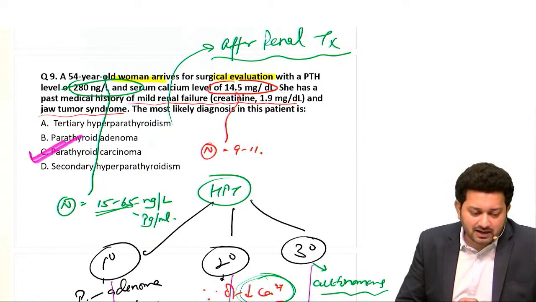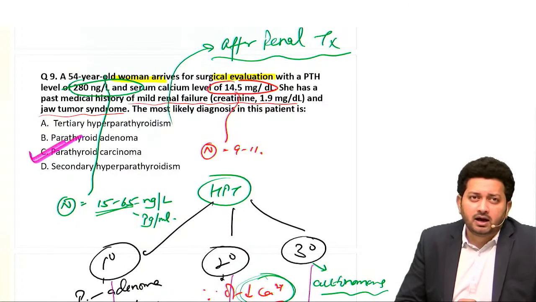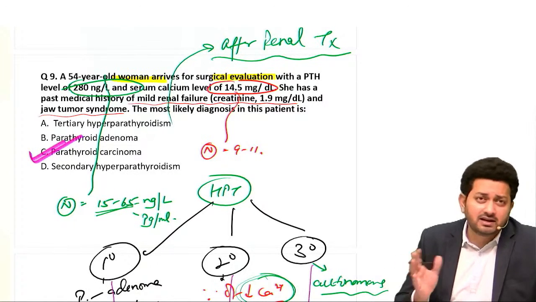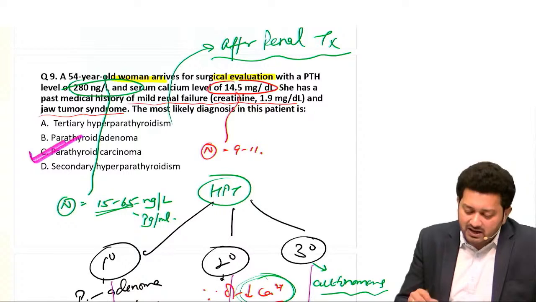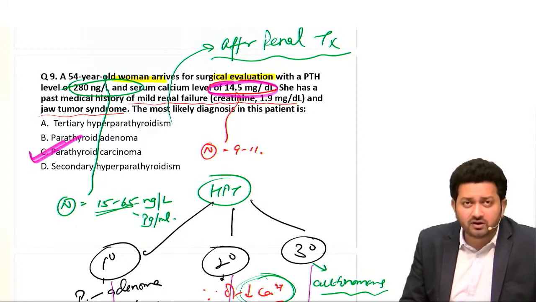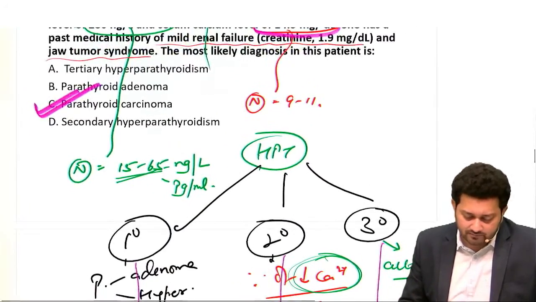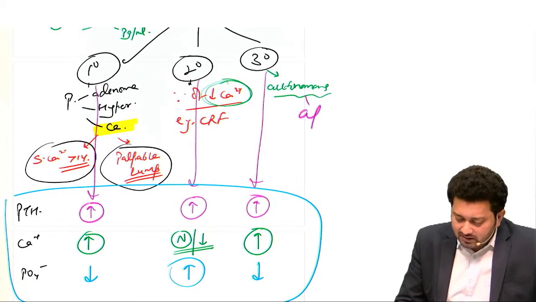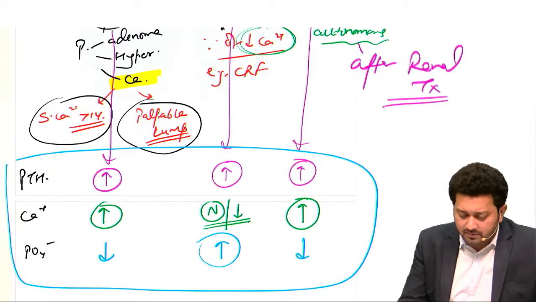After the treatment of secondary, suppose the secondary hyperparathyroidism because of chronic renal failure is corrected by transplant, even after that if it persists, then it is tertiary. And even in tertiary the calcium will not go to 14.5. So the only reason why it is carcinoma is because calcium is 14.5, more than 14. I guess this is good enough differentiation between autonomous, like right after renal transplant. I guess now you can answer any question related to primary, secondary or tertiary.